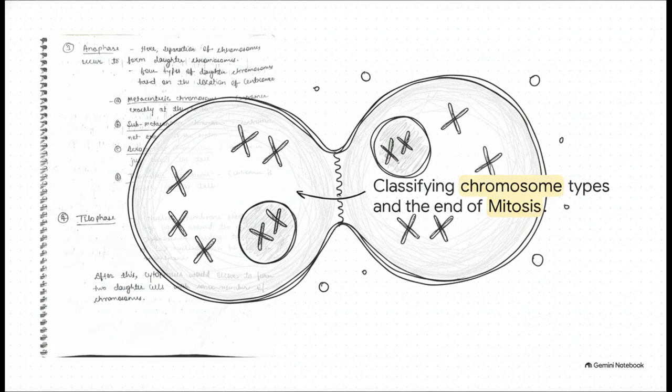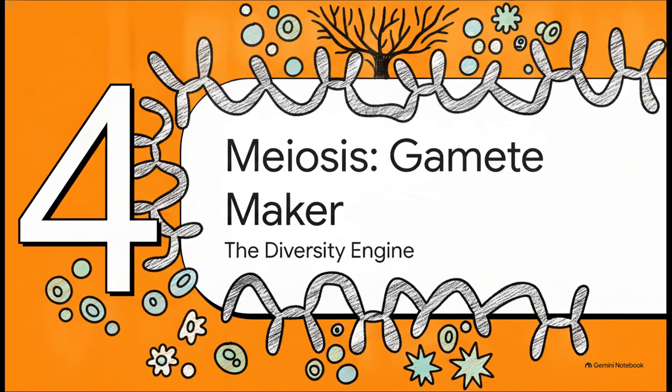That's the physical splitting of the cell's cytoplasm. The end result? Two daughter cells holding the exact same number of chromosomes as the original. The copier has done its job, producing a completely perfect biological replica. All right, section 4, meiosis, the gamete generator.